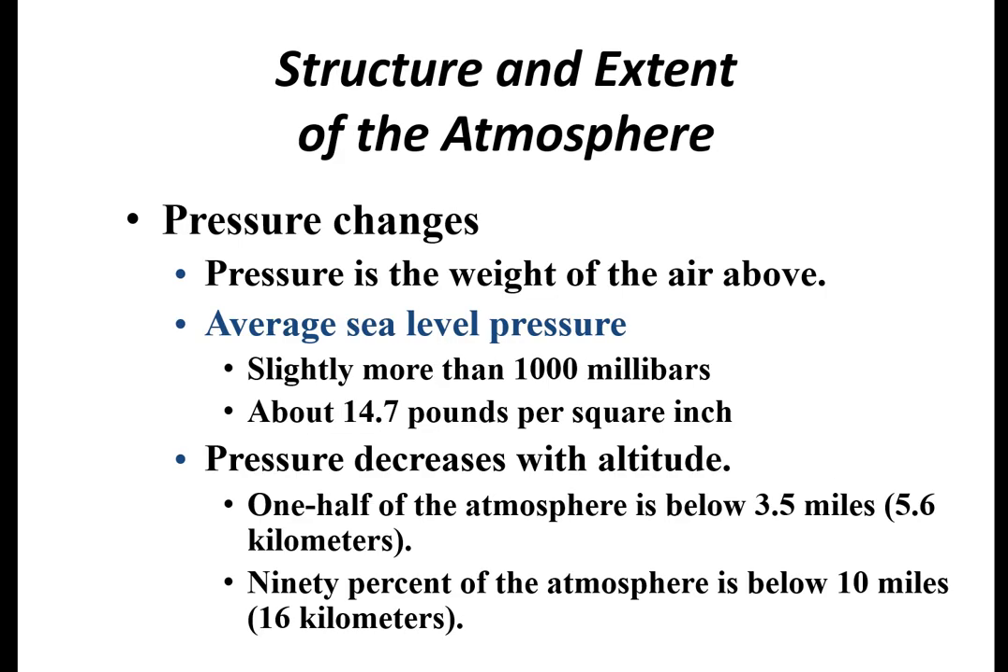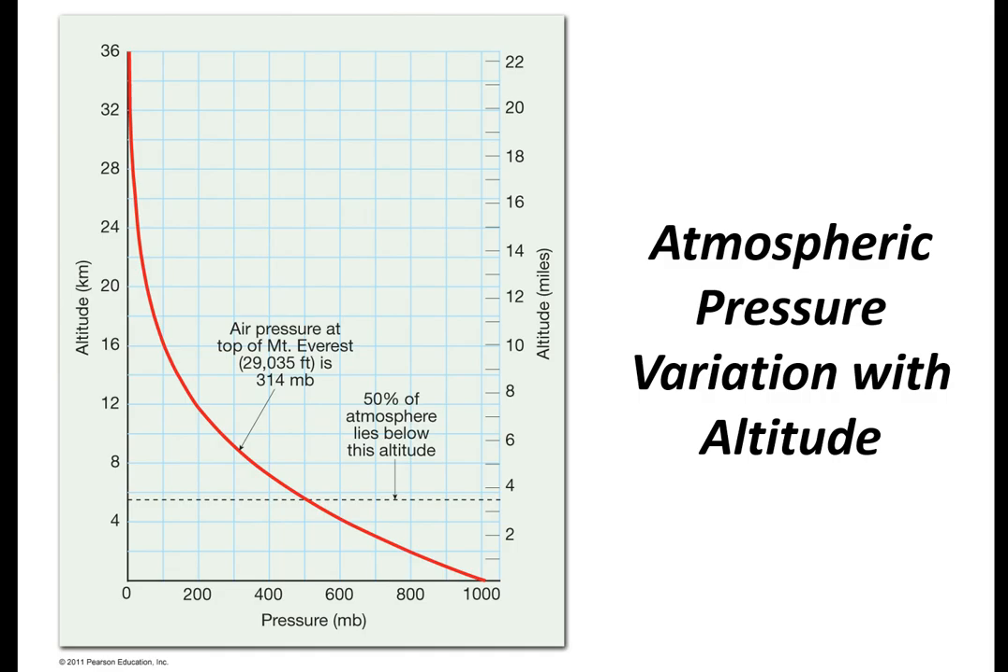We can take a look at pressure changes. Pressure is the weight of the air above us. Average sea level pressure is about 14.7 pounds per square inch. In meteorology, they talk about millibars. So it's about 1,000 millibars, which is about 30 inches of mercury. Pressure decreases with altitude. Half of the atmosphere is below 3.5 miles, and 90% of the atmosphere is below 10 miles. So we can take a look here at that about 3.5 miles up is where half the atmosphere lies. And at the top of Mount Everest, we're looking at about 1/3 of atmospheric pressure for us.